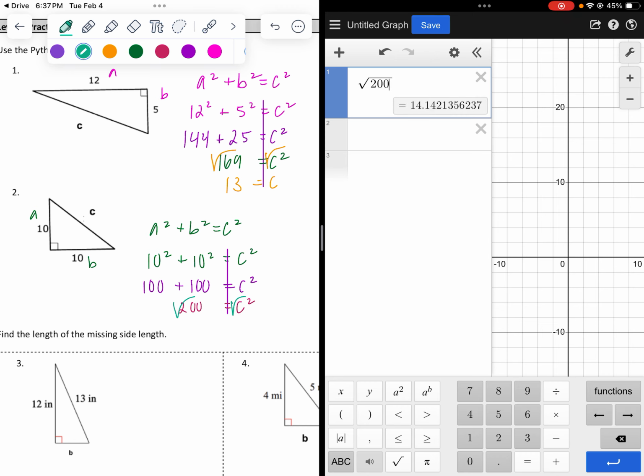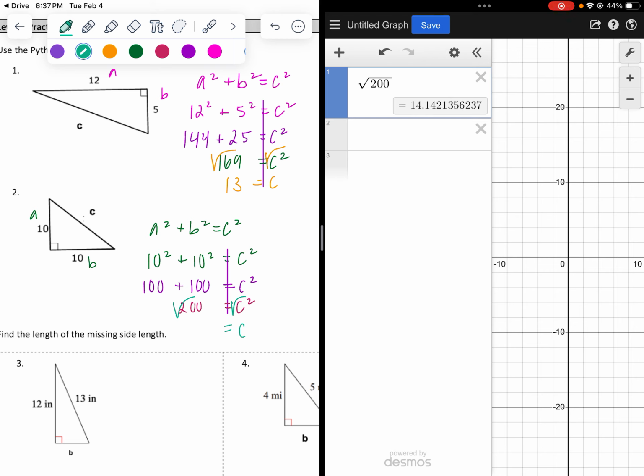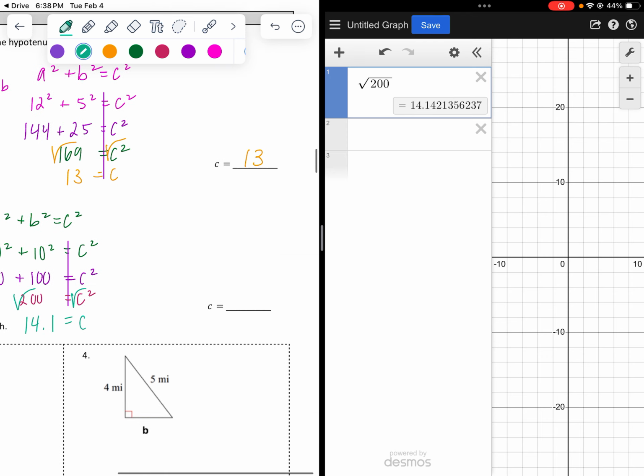Oh, no way! What happened? Looks like we have a decimal, so let's round to the nearest tenths place. So one place after my decimal, I have 14 point, that 4 after the 1, right? The 4 is less than 5, so I just keep it as 14.1. So this one is 14.1.